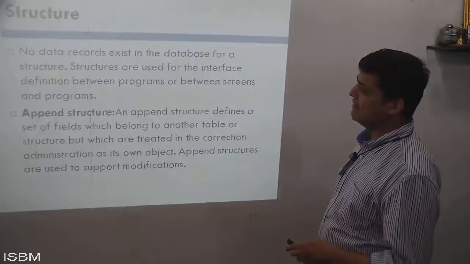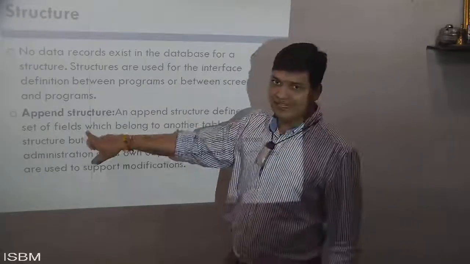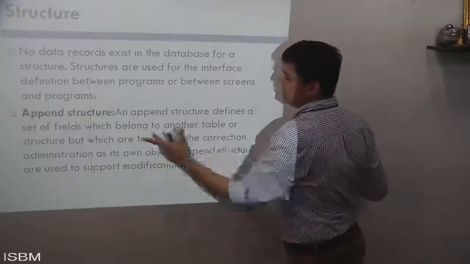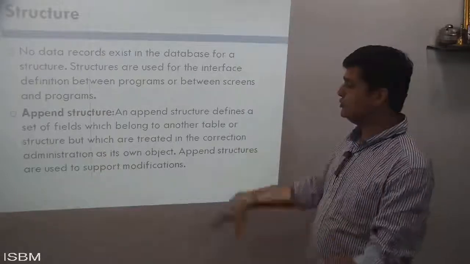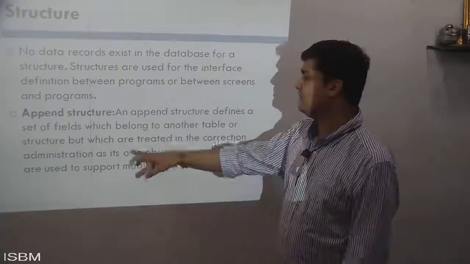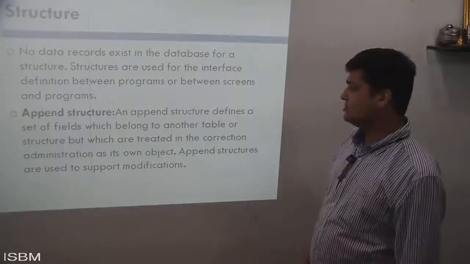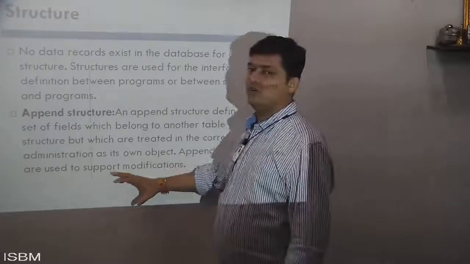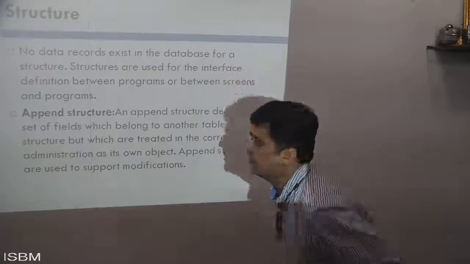So that is what we have told you about. An appendix structure defines a set of fields which belong to another table. So you can also add the data of another table into your own table or structure, but which are treated in the correction administration as its own object. So appendix structures are used to support modification.